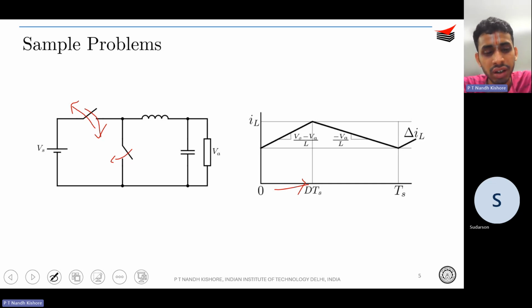Now that you know the inductor current, you can as well find out the delta IL. Of course, you know that since the inductor is in the output side, your average inductor current is going to be same as the load current. In this case, that is going to be IA, right?